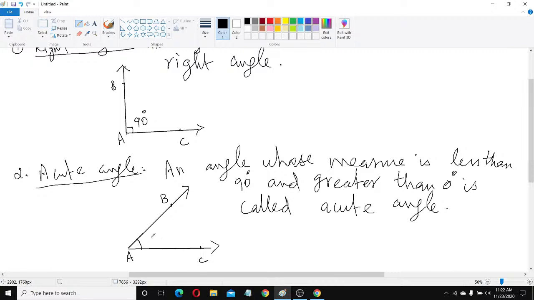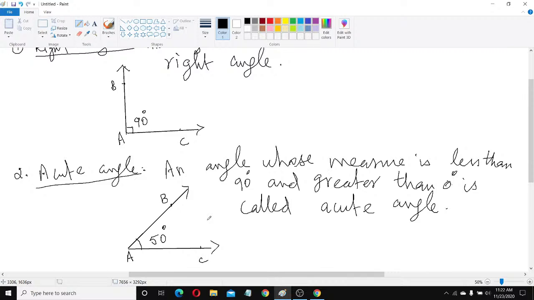Here I will write 50 degree. Suppose if I measure by using protractor, here I get 50 degree measure. So 50 degree is greater than 0 degree and less than 90. So measure of this angle is 50 degree. It is called acute angle. An angle whose measure is less than 90 degree and greater than 0 degree is called acute angle, children.